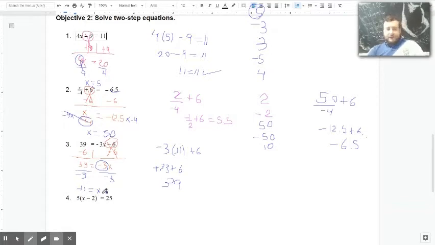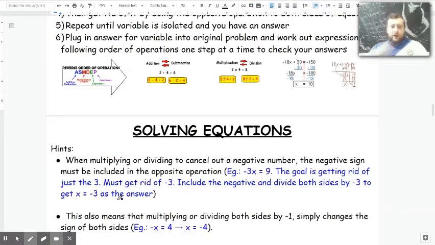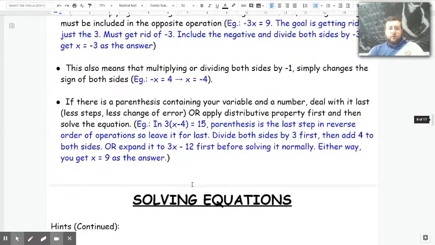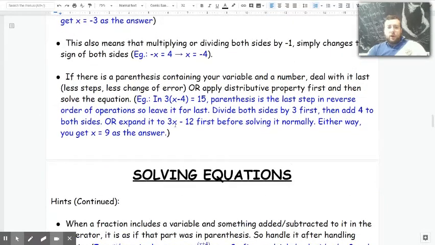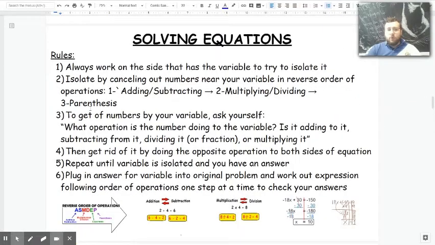All right. This number 4 has one more skill that I would like to remind you of, a hint that is useful, which is how to deal with parentheses. When you have a parenthesis, you have a couple of options. You can either distribute the parentheses and get rid of it. So, for example, if you have 3 times (x minus 4), you can expand that to 3x minus 12 first and then do the normal 2 steps. Or you can leave the parentheses for last, like you're supposed to, in the order of operations.